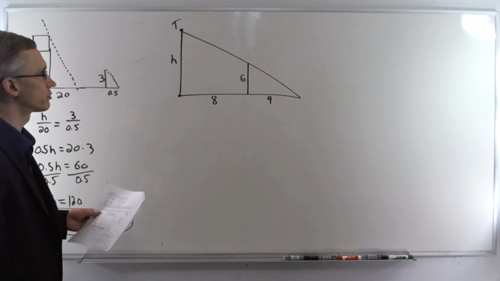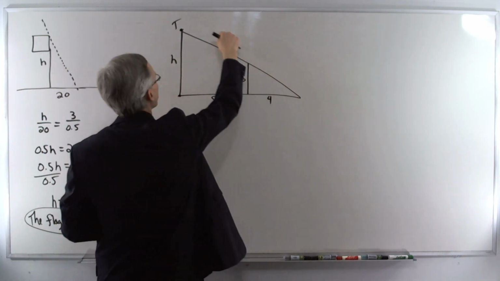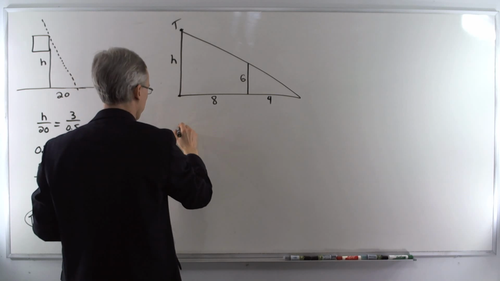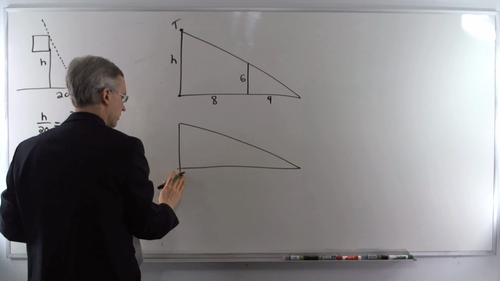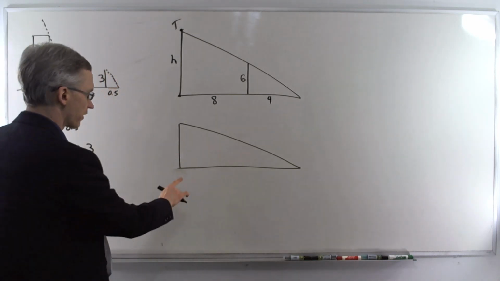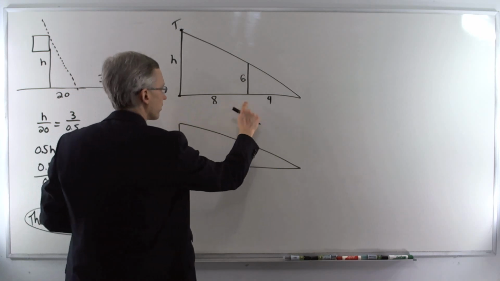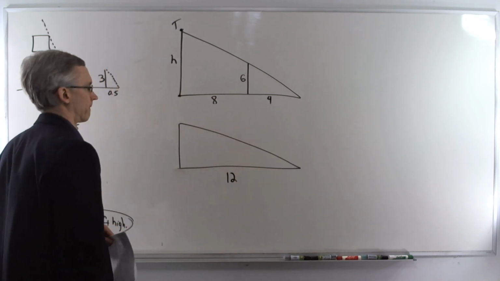Well, we have two triangles here. We've got the smaller triangle, and then we have the bigger triangle. So I'm just going to draw the bigger triangle separately so I don't have the little one there confusing things. So let's figure out the length here. We have 8 here and 4 here. The total length is, add them together, 12.